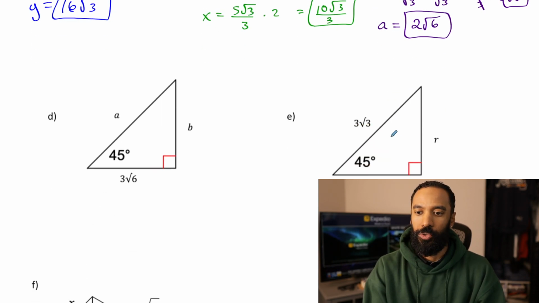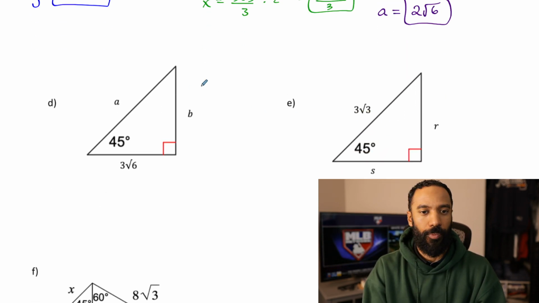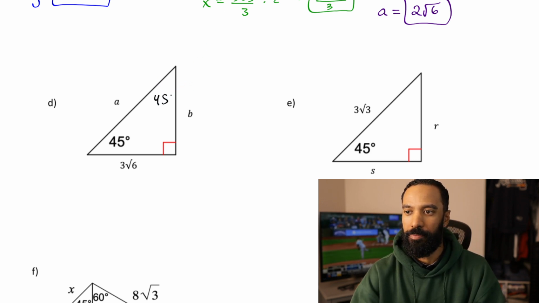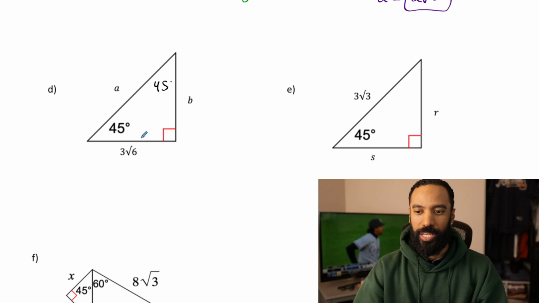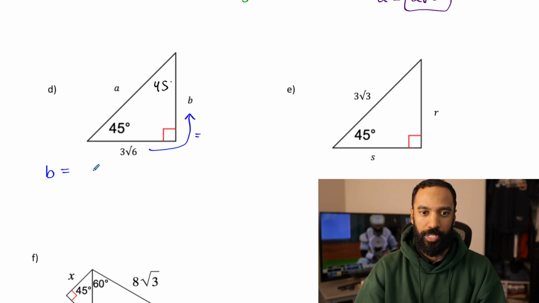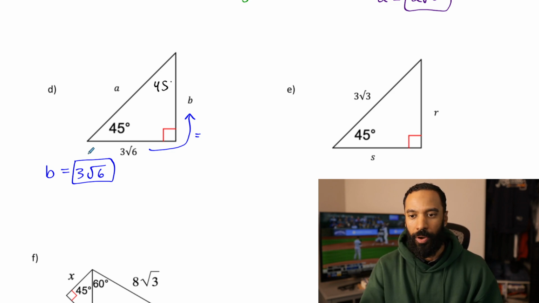All right, let's go to parts D and E, where our 45, 45, 90 triangles exist. So like that would be a 45, for example. I got a 3 root 6 here. Now, these have the 1-to-1 to root 2 ratio relationship, which means these guys are equal to each other. I'm going to straight up just tell you guys, B is 3 root 6. Easiest answer you can get, assuming you know how that thing works out.